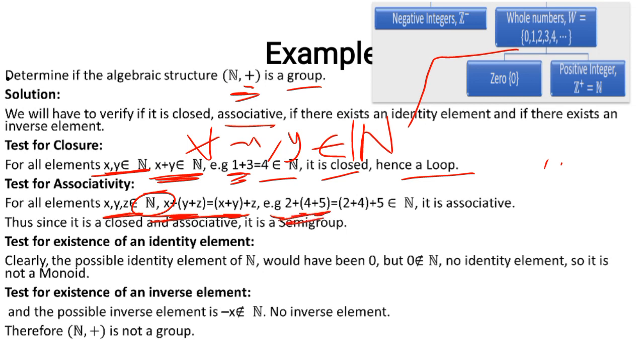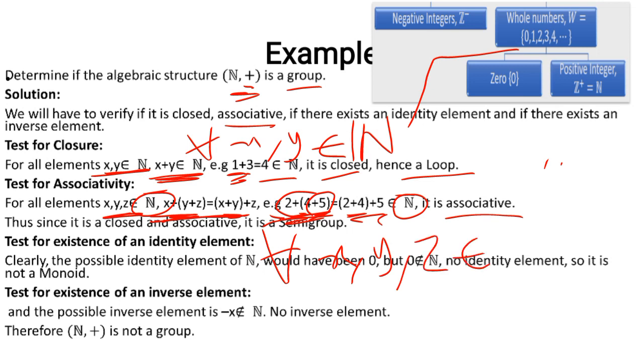And I checked here. 4 plus 5 is 9 in the bracket here, and 9 plus 2 is going to be 11, right? Again, 2 plus 4 is 6, and 6 plus 5 is 11. So therefore, my right-hand side and left-hand side are equal, and the answer 11 is in the set of natural numbers. Therefore, it is associative, and this is true for all x, y, and z in the set of natural numbers.